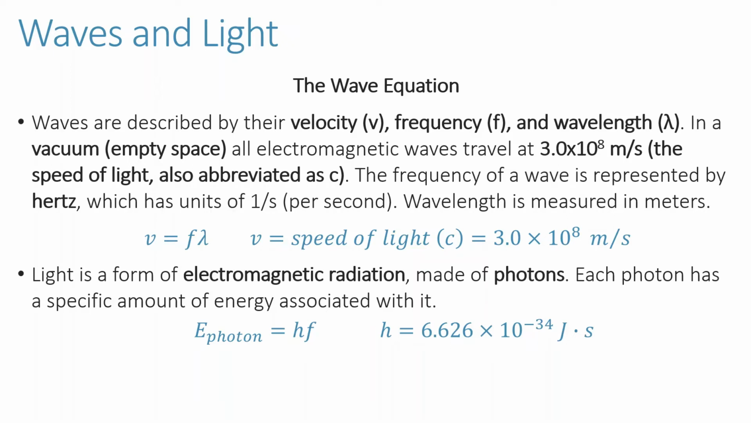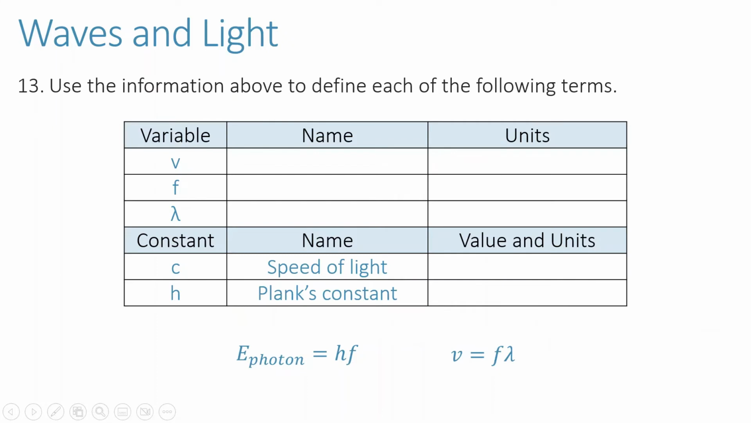So h here is just a constant, it's Planck's constant, and the value of that is given on the screen as 6.626 times 10 to the negative 34 joule seconds. So when you multiply joule seconds by a hertz, which is 1/second, the seconds cancel and you end up with energy. Okay, so take a couple of minutes to digest that information and complete this table, filling in the blanks.